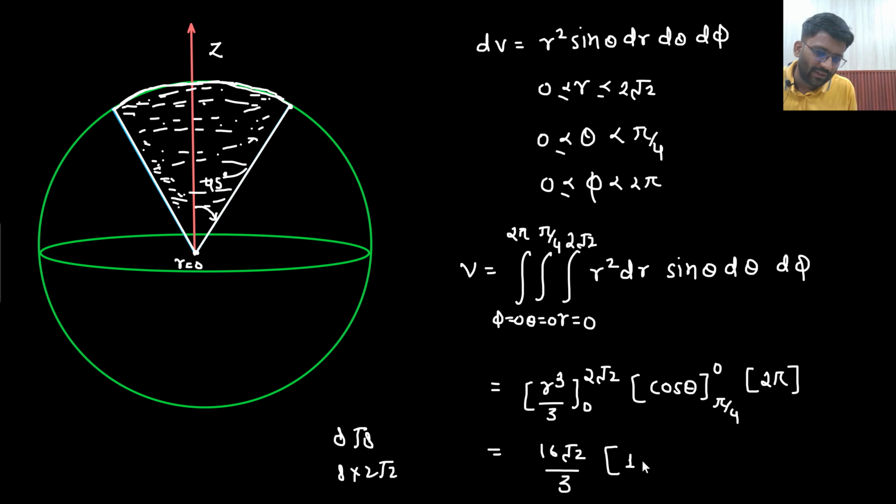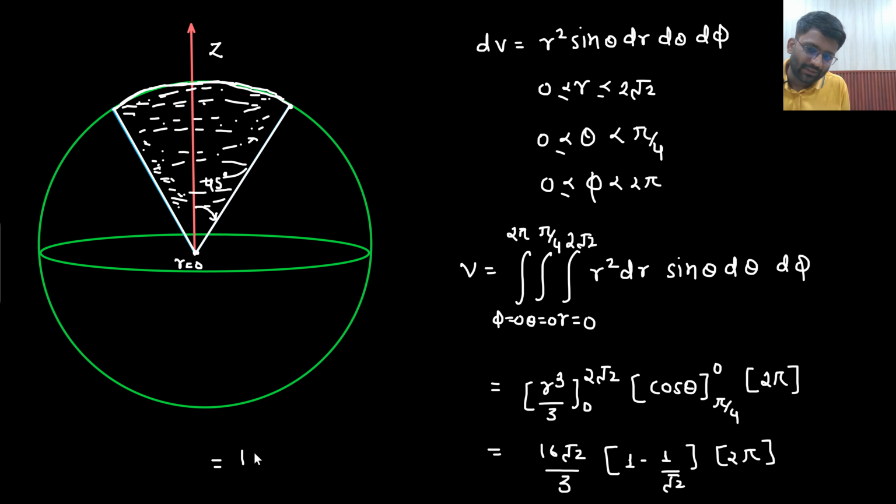Cos 0 will be 1. Cos pi by 4 will be 1 by under root 2. Right? And here multiply with 2 pi. So what are you getting? 16 into under root 2, into 1 minus 1 by under root 2, divided by 3.